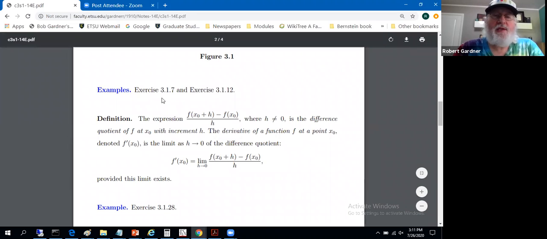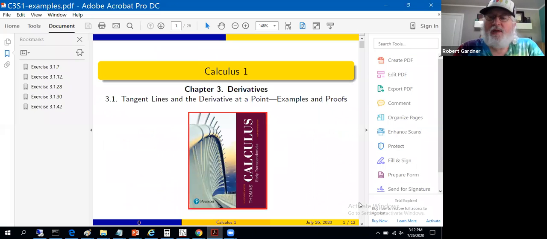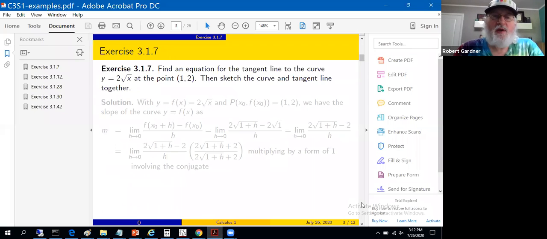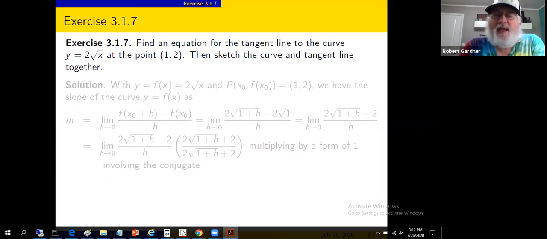Let's go through and illustrate it. There'll be some redundancy in what we're about to do, carefully following the verbiage of the book. Let's go through and find the slope of a curve as given here. Okay, find an equation of the tangent line to the curve y equals 2 square root of x at the point (1, 2), then sketch the curve and the tangent line together.